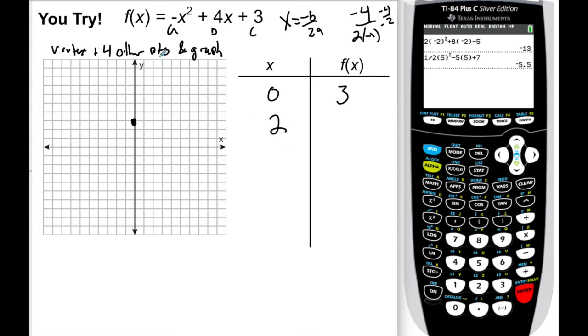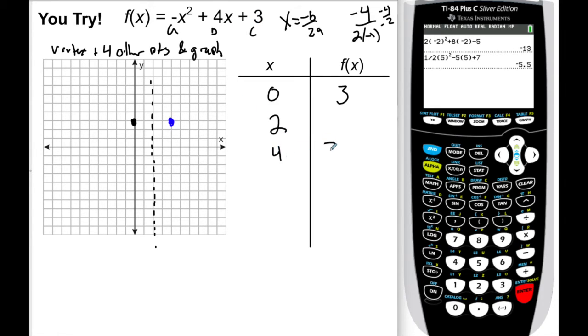So look, remember, we have the symmetry at 2. So if I have to go 2 to get to the line, how far do I have to go away to get to the point on the other side? Another 2. So what point is this that I get for free?